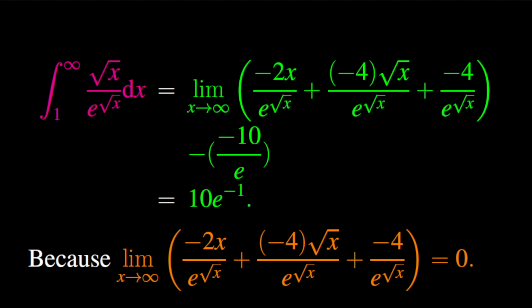This is because the limit as x goes to infinity of minus 2x over exponential of square root of x plus minus 4 times square root of x over exponential of square root of x plus minus 4 over exponential of square root of x is equal to 0. This can be seen by using L'Hospital's rule. Finally, this implies that the integral from 1 to infinity of the fraction square root of x over exponential of square root of x dx converges to 10 times exponential of negative 1.